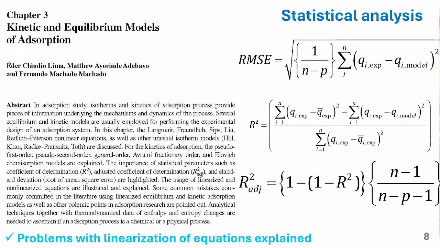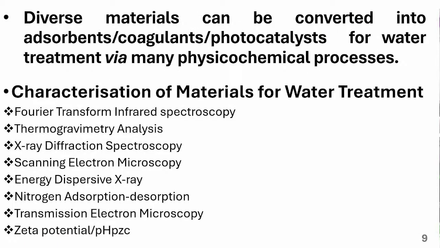And there are different materials that can be converted into useful materials for water treatment. A lot of materials are available. There are some materials that we even call waste, but they are starting materials for the production of adsorbents, coagulants, and photocatalysts. However, the raw material may not be good material for water treatment.